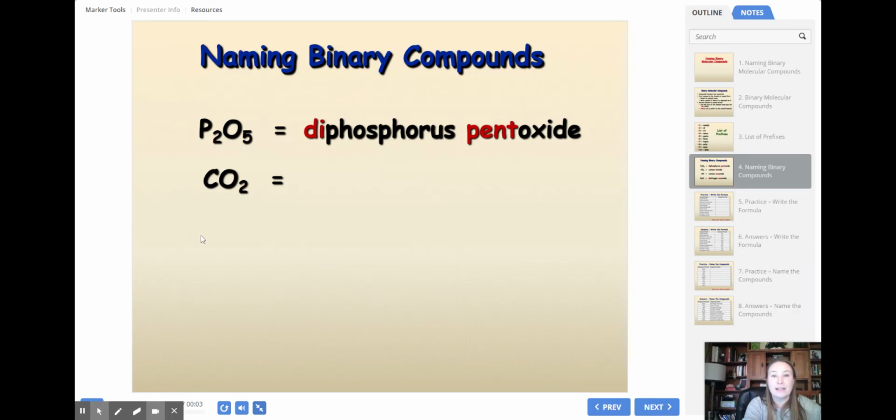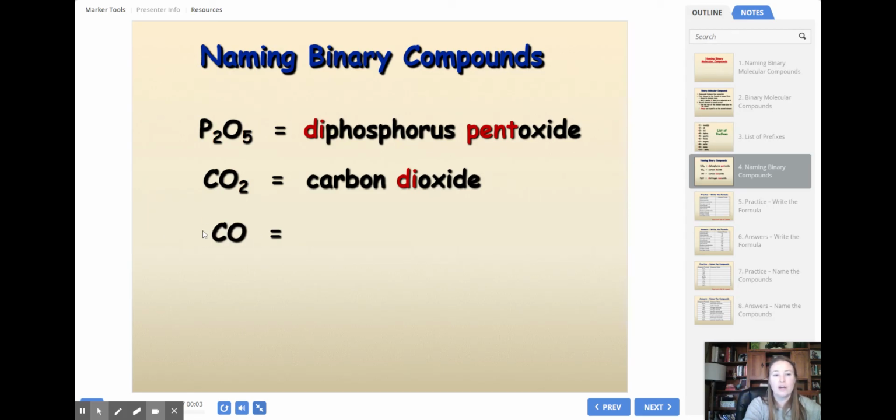You guys should recognize CO2, that is carbon. Since there's only one of them and it's the first one, we don't use the prefix mono for the first element. And there are 2 oxygens, so that would be dioxide. So that's carbon dioxide. We knew that.